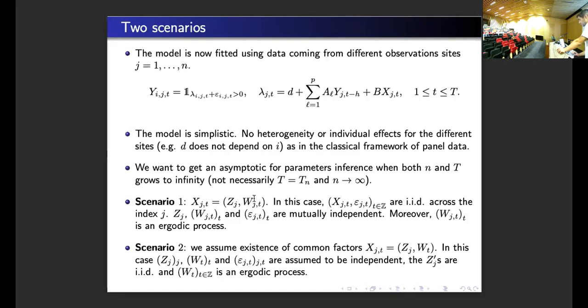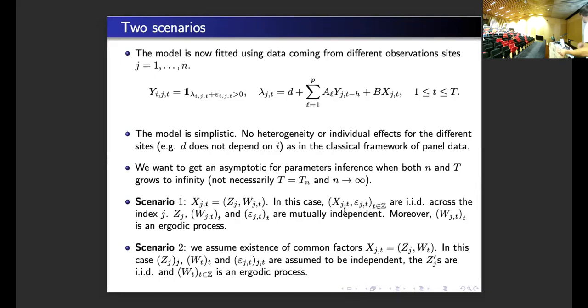Typically, I use a very simplistic assumption. I assume that there are many independence assumptions. The fixed part is independent from the time varying part and independent also of the noise. The single dependence is for the process W_j, which is assumed to be an ergodic process.